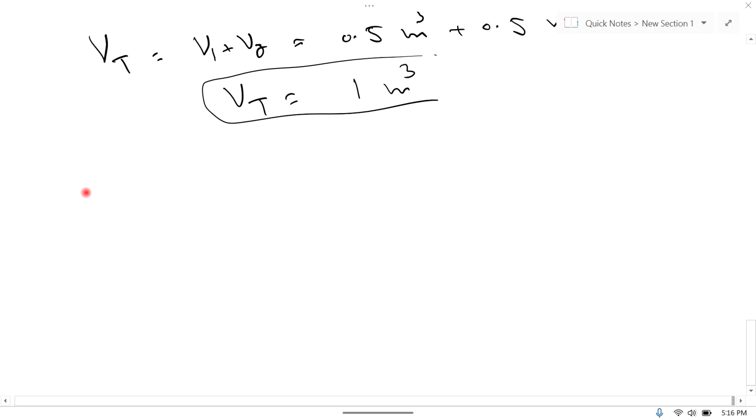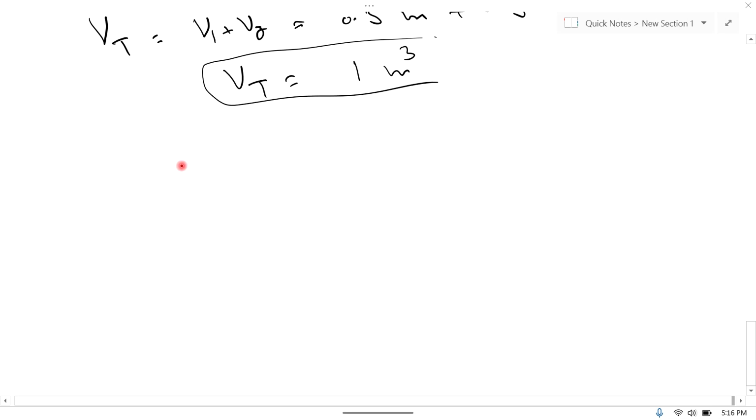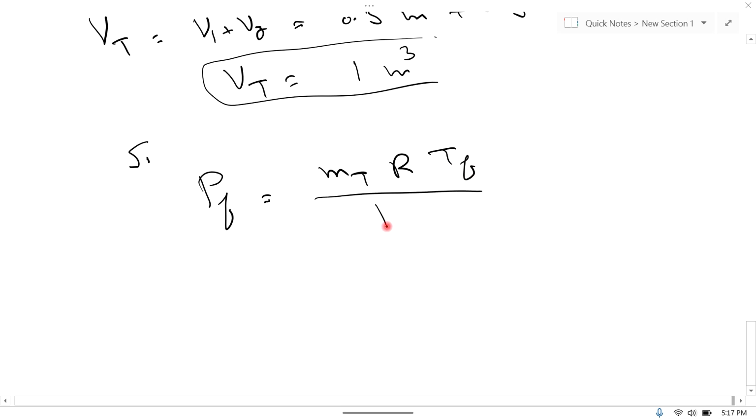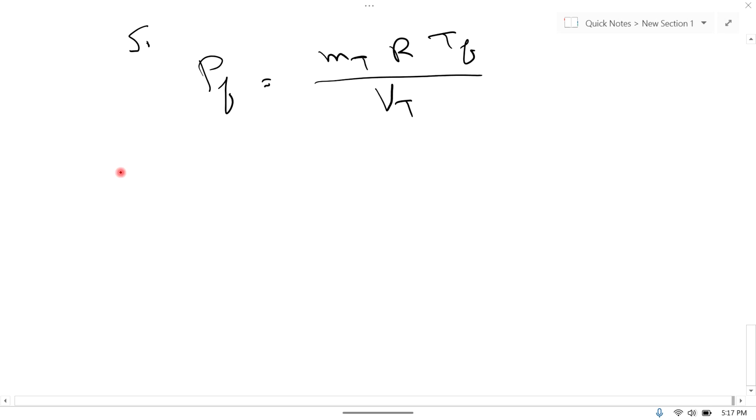And the final temperature is given to us. So we can find the final pressure by using the formula PV is equal to MRT. So final pressure is equal to the total mass M, R is the constant for hydrogen, and the final temperature, divided by the total volume. PV is equal to MRT. So with the help of this formula we will find the final pressure.